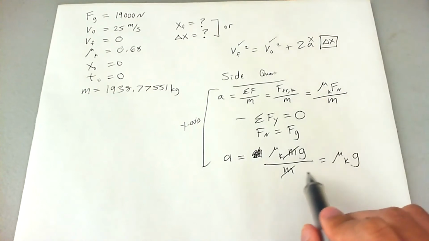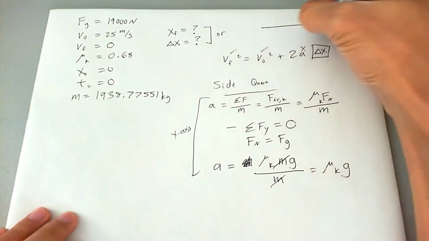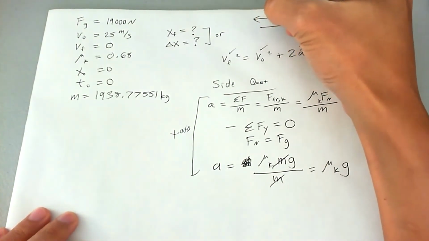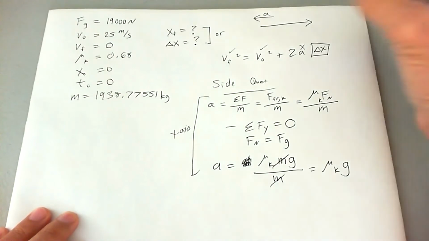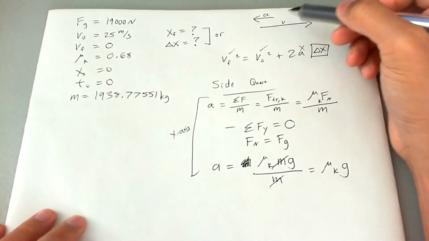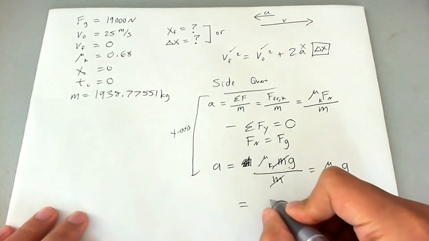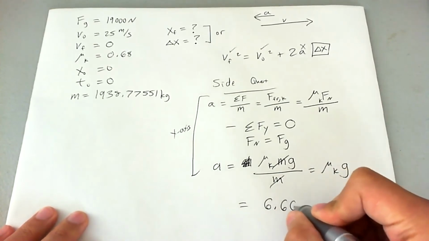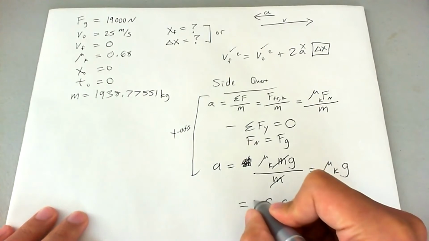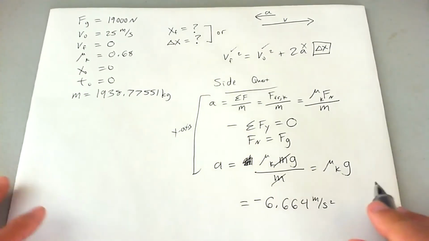So it's going to give you a positive acceleration, but we already know that if the truck is traveling to the right and applies its brakes, the acceleration is going to go to the left. So the travel is going to go to the right, but the acceleration is going to go to the left. So we can automatically say that solving for this, the acceleration is 6.664 meters per second squared, but we have to artificially put a negative sign there because we know it's going to go backwards.